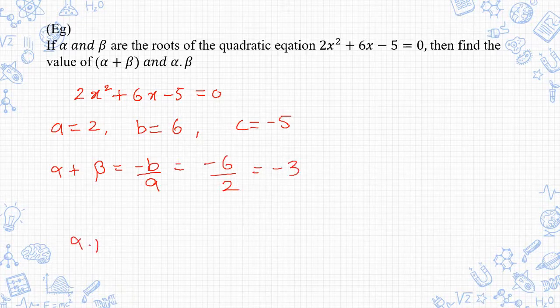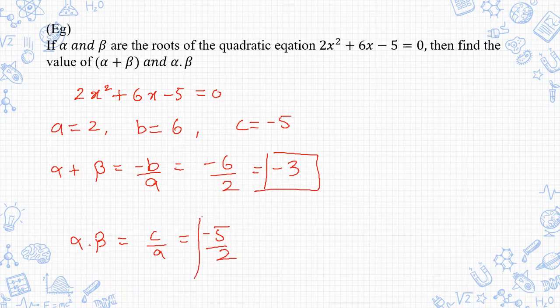Then alpha into beta will be equal to c upon a, and c is minus 5 and a is 2. So your alpha plus beta, sum of roots, is minus 3, and alpha into beta, product of roots, is minus 5 upon 2.